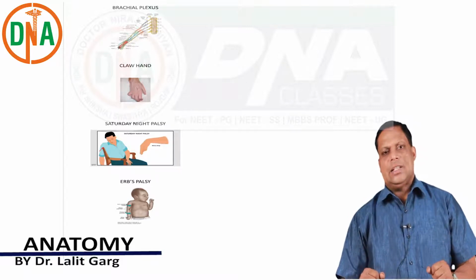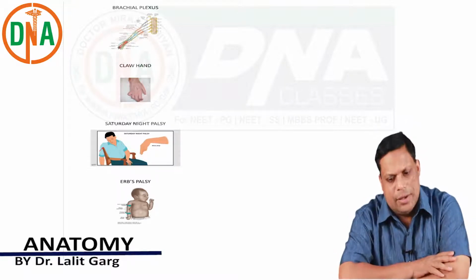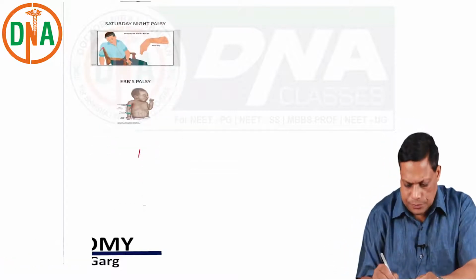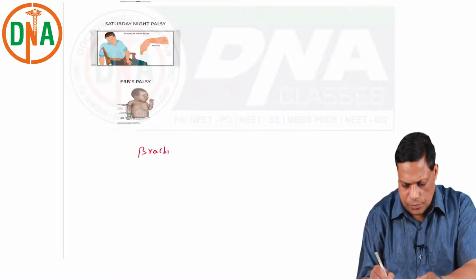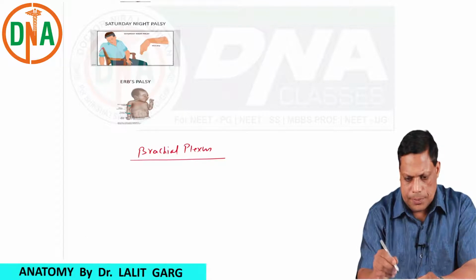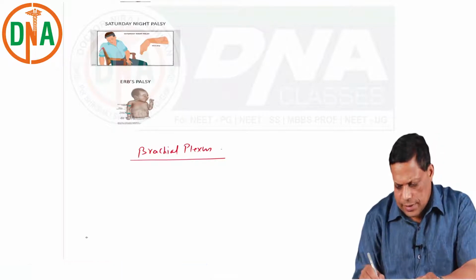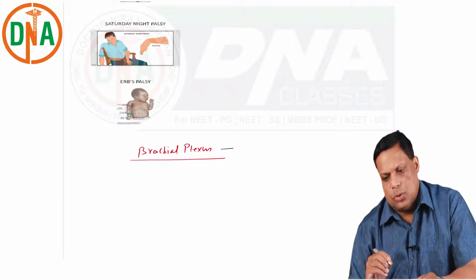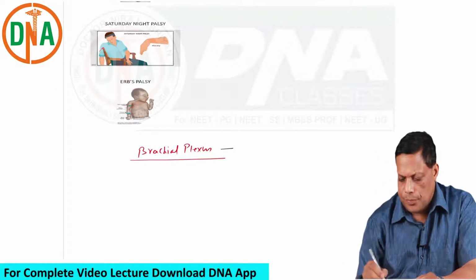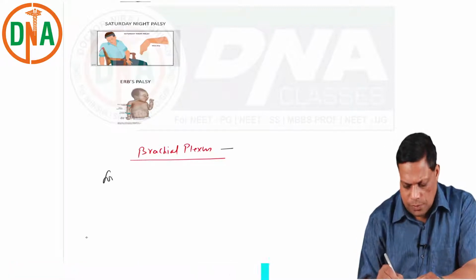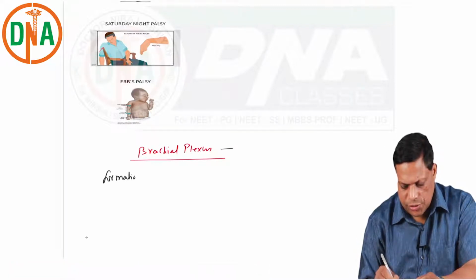In today's class, we will discuss brachial plexus. Brachial plexus. It is a network of nerves which supply to the upper limb. How does it form? Formation.